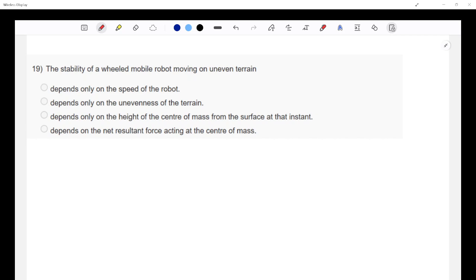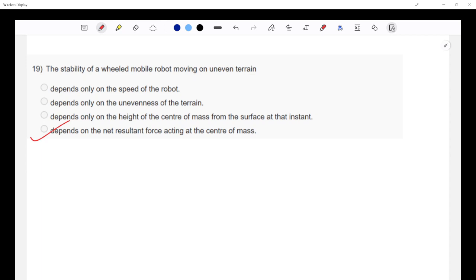So the stability condition is fulfilled if the line of action of the net force lies inside the support polygon, it is stable. If it lies outside, the robot tips. Okay, so it depends on the net resultant force acting at the center of mass. This is true because this captures all the effects together: speed, terrain, geometry. It is a complete condition.